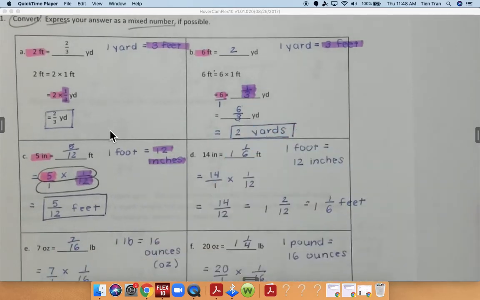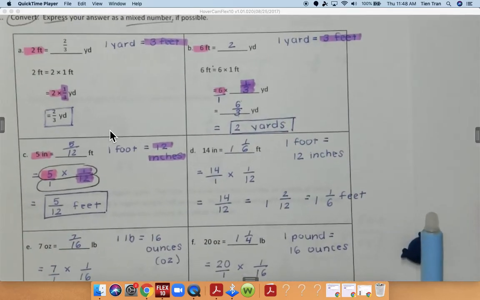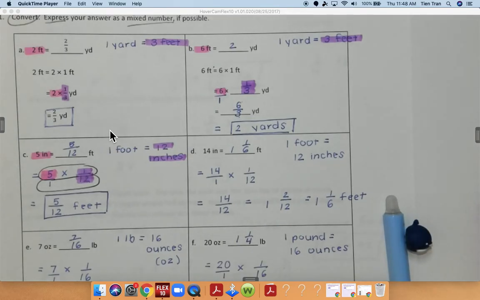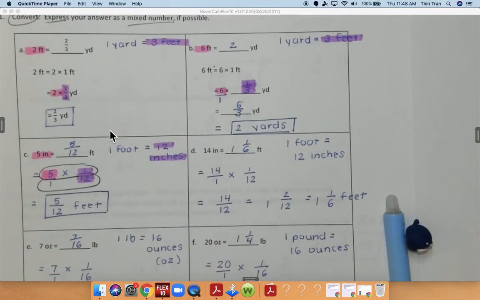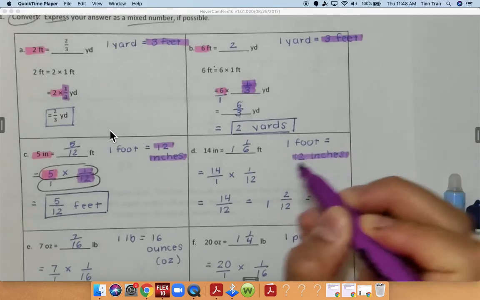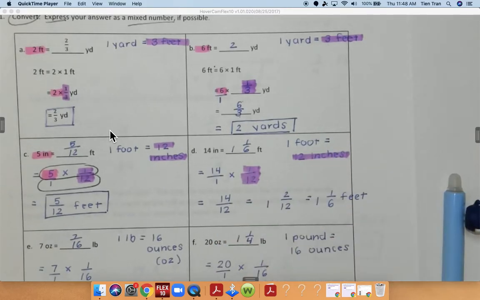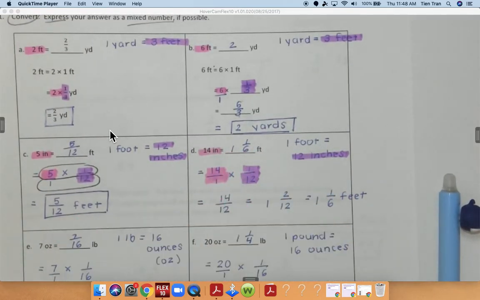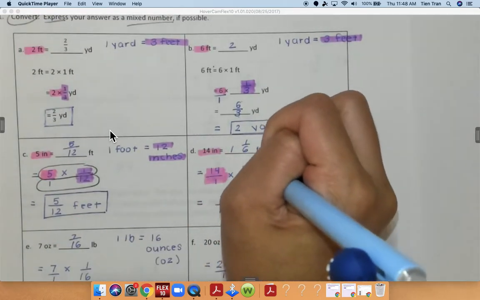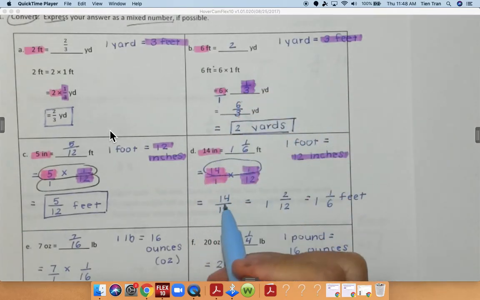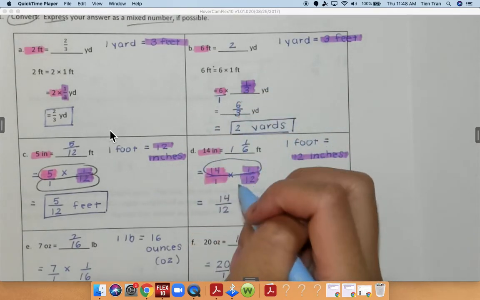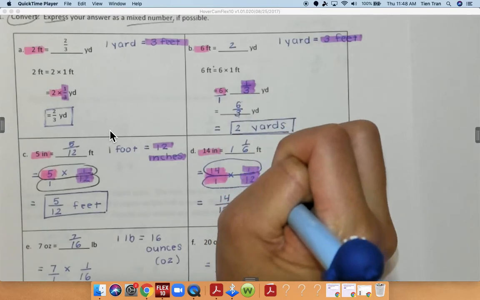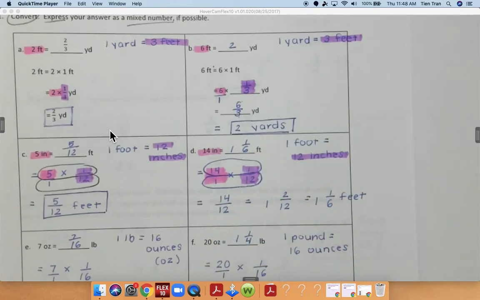Problem D, I have 14 inches. I'm converting 14 inches into feet. So 1 foot is right here, which is equal to 12 inches. That's where I get my 12 from. And the number 14 is what is already given. 1 times 14 is equal to 14. 1 times 12 is equal to 12. So that's why you have 14/12.